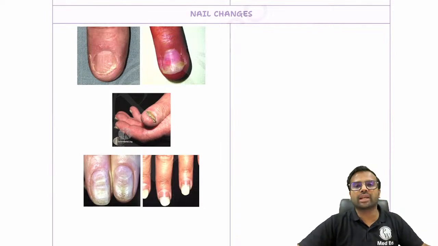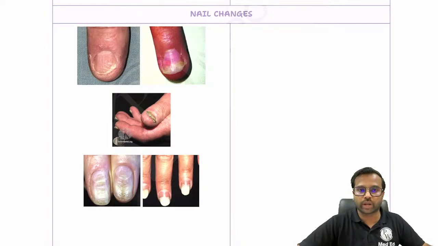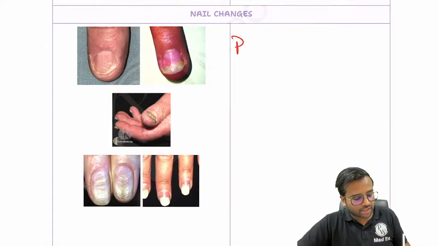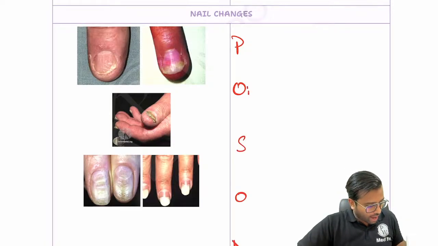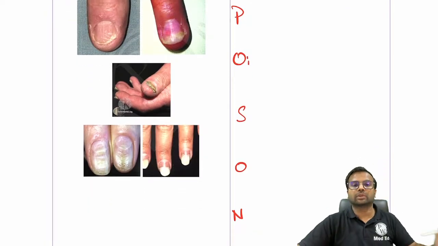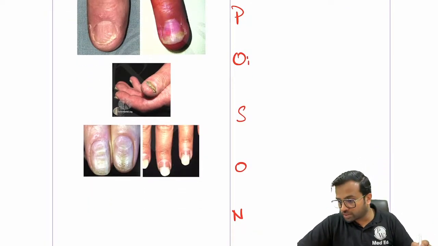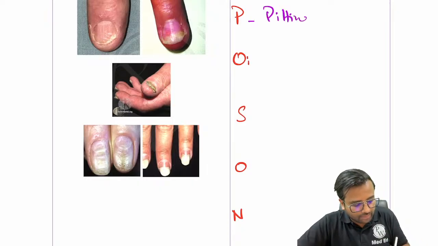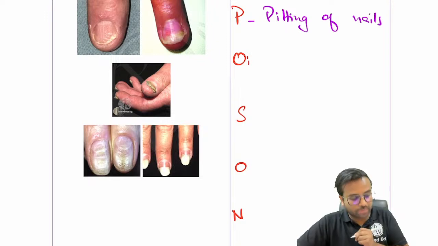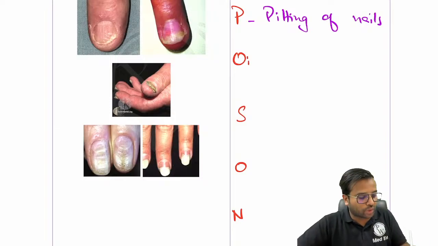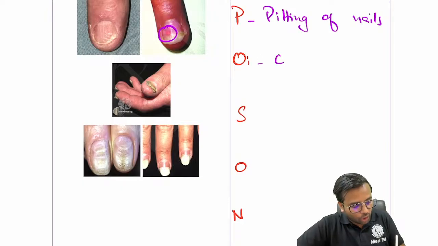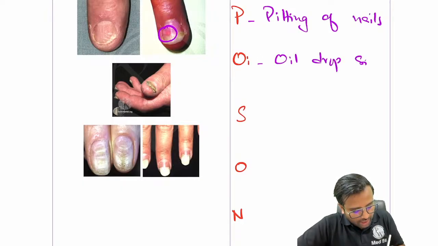So we will also quickly learn what are the nail changes in psoriasis. If you want to remember the nail changes in psoriasis, we can study it as POISON. That is POISON, right? So what is POISON? Soya Wani is saying that P is for pitting of the nails. Excellent. So that is pitting of the nails. What is OI together? So OI, as you can see in this image, the second one. So this is going to be oil drop sign. Very good. Oil drop sign.